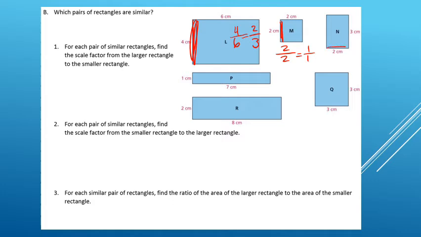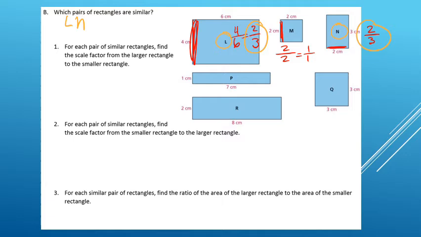For N, my short side is 2, so I have a ratio of 2 over 3, and I'm going to notice pretty quickly that N with a ratio of 2 to 3 and L with a ratio of 2 over 3 are similar rectangles. So I'm going to note L and N over here.